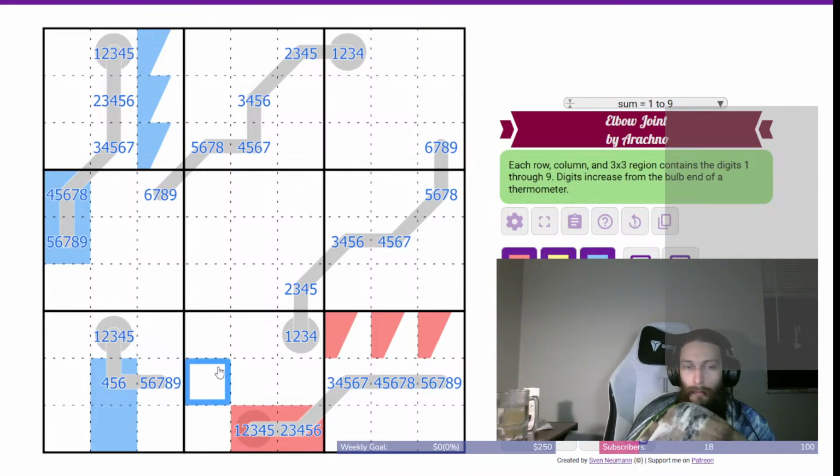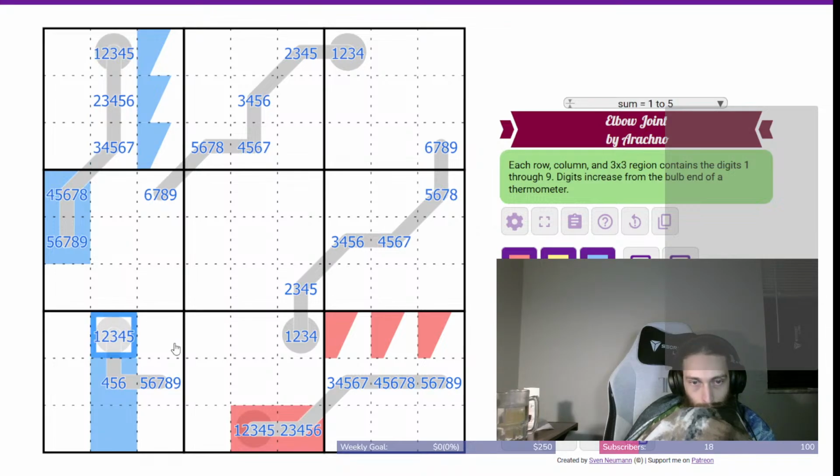Can these two both be blue? It won't matter what this one is, but then this couldn't be 4, because then that would be 4, and that would be 1, 2, 3, which would break that. And if those two are blue, then that couldn't be 4 either. And if those two are blue, well, then that can't be 4 either.